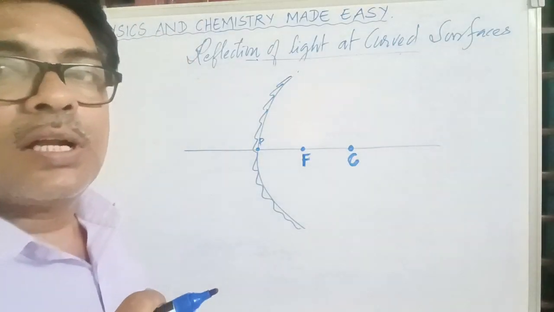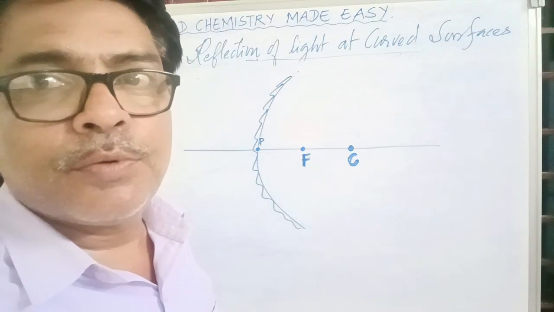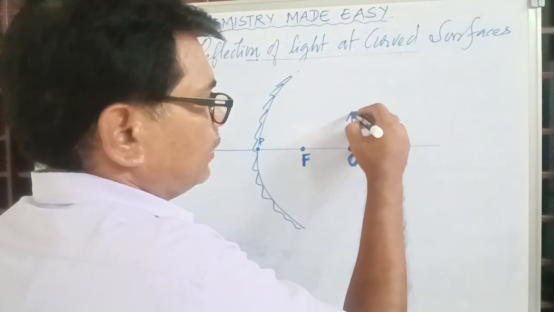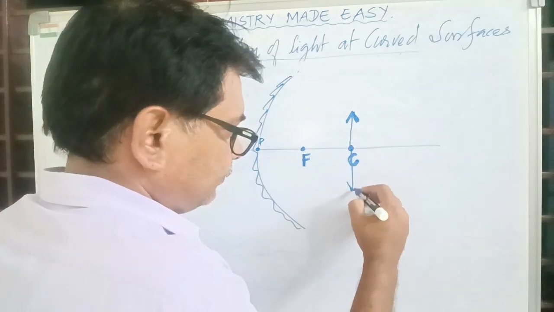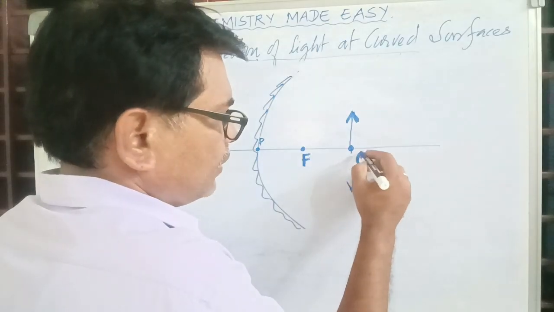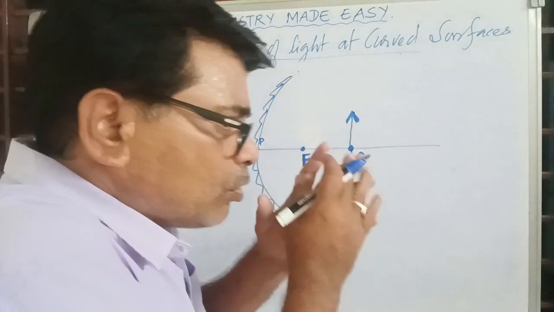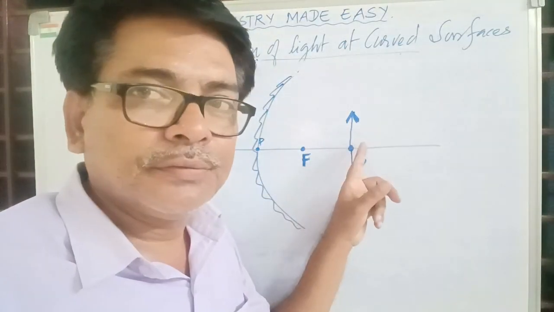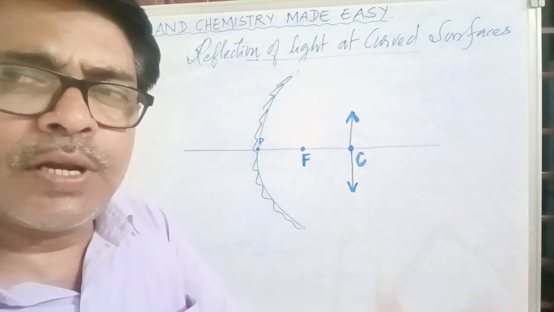Shall I give you a neat, clear idea for the 6 object positions and 6 image positions? Very simple it is. If the object is on C, you will get the image on C. That's all. That is a clear-cut idea. It's over actually. If the object is on C, you will get the image on C. That much only.